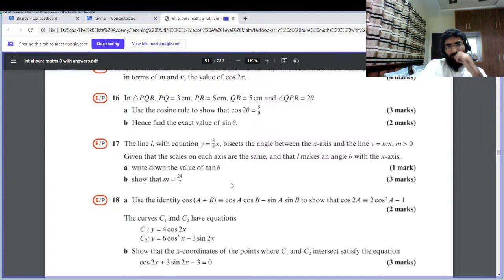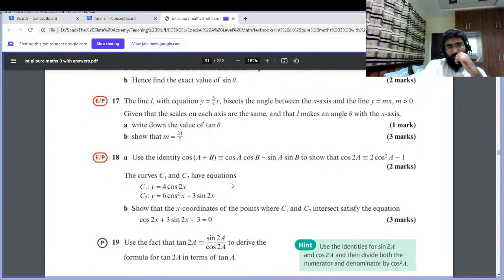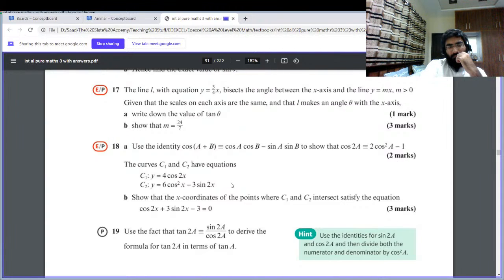Next, you say. Which one? 17. Okay. The line L with equation y is equal to bisects the angle between the x-axis and the line y is equal to mx, given that the scales on each axis are the same and that L makes an angle theta with the x-axis. Write down the value of tan theta.